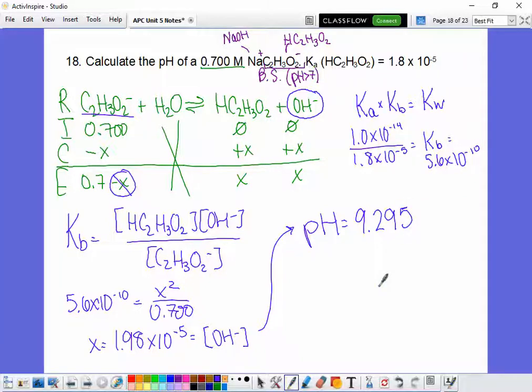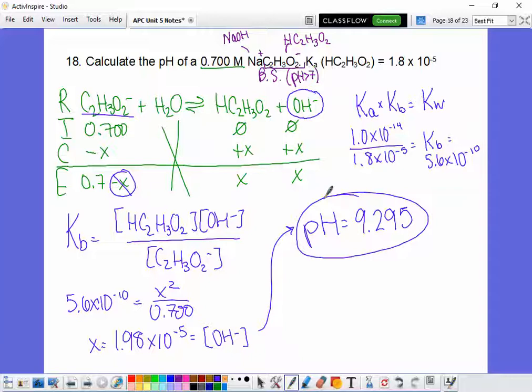Because we want 3 sig figs, we need 3 decimal places. Always look at your initial concentration for sig figs. Never look at your K value, because K values are constant. They're like standard values. Always base your sig figs off of your initial concentrations. Did this pH work for what we predicted? Yeah, so we most likely did the problem correctly.